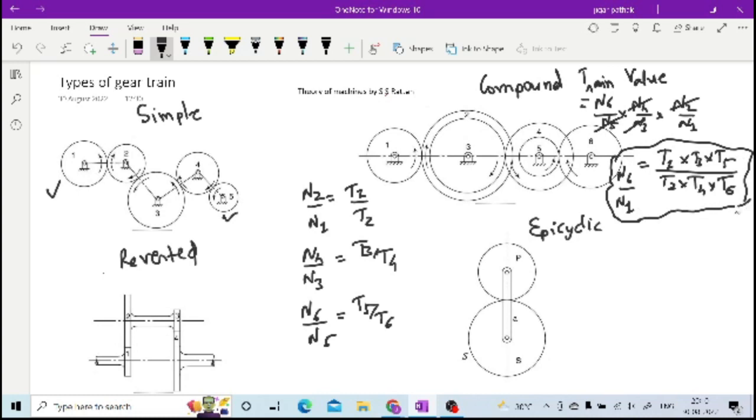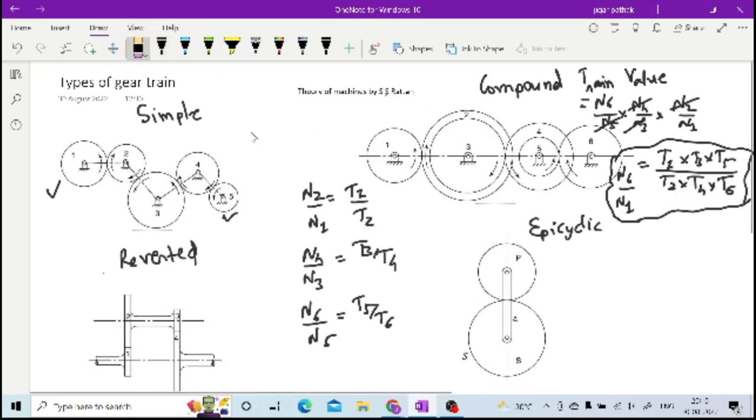So if you see this, t1 t3 t5 is nothing but the product of driving gears, because here 1 is driving 2, here 3 is driving 4, here 5 is driving 6. So in compound gear you have the train value n6 by n1 equal to the product of the number of teeth on driving gears divided by the product of the number of teeth on driven gears. So this is how you can calculate it in the case of a compound gear train.